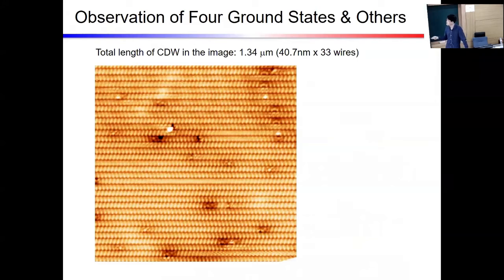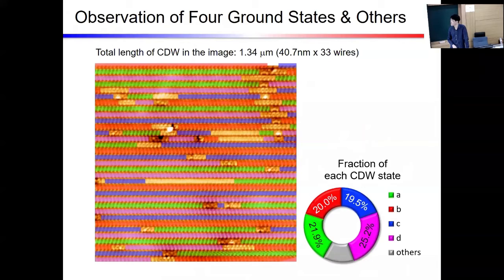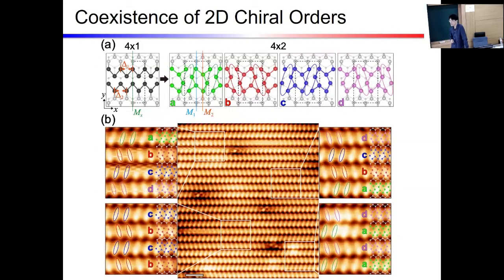So this is a large-scale STM image. Then we identified each ground state as a color. As you can see here, their features are exactly similar one-to-one, which means they are really degenerate. But when you look carefully, we can see that there is a certain order. For example, in this area, I start from the bottom.